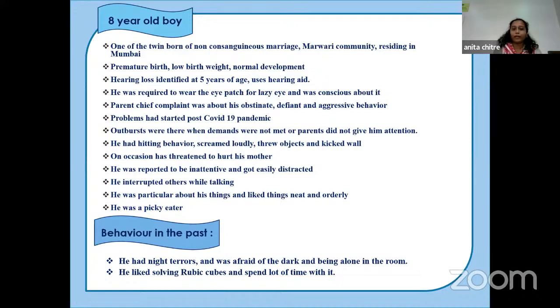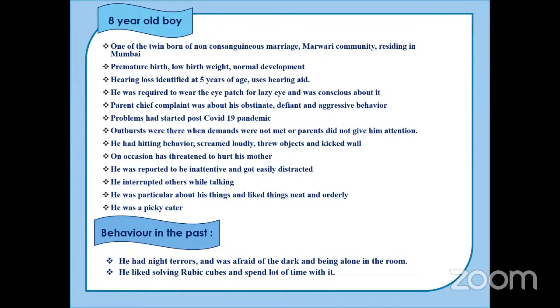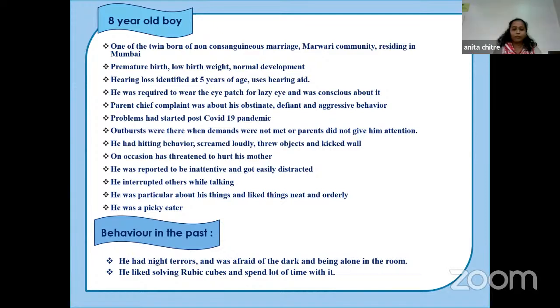He was reported to be inattentive and got easily distracted. He interrupted others while talking, and he was very particular about his things. He liked things to be neat and orderly, and was a picky eater. He had night terrors and was afraid of the dark and of being alone in the room. In the past, but now over a period of time he overcame this fear. He liked solving Rubik's cubes. He was excellent at solving Rubik's cubes and spent a lot of time with it.